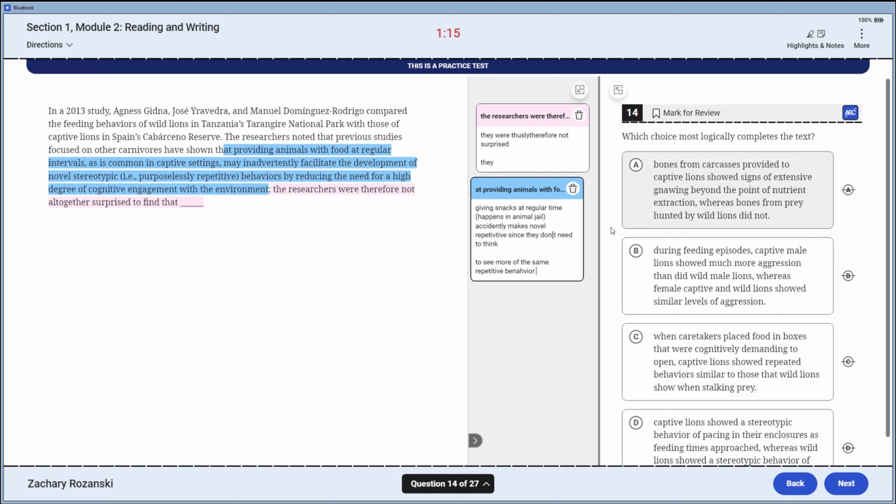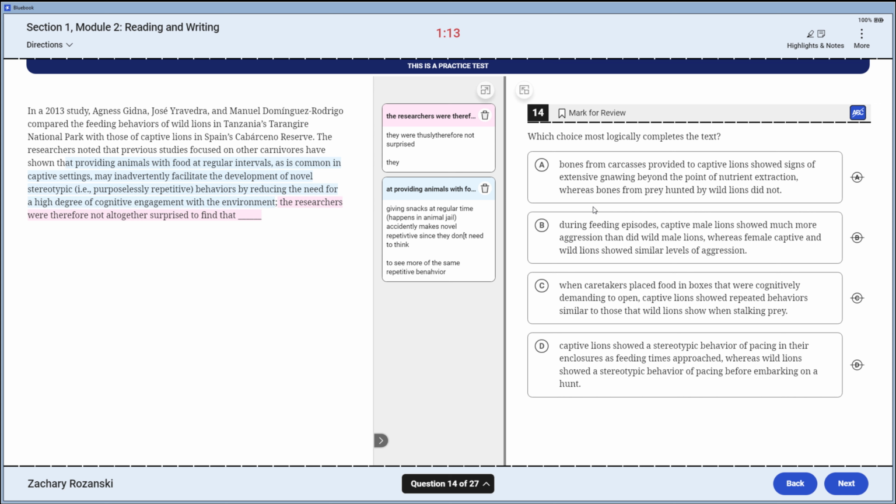All right. Bones from carcasses provided to captive lions, ones in animal jail, showed signs of excessive gnawing, which is going to be purposely repetitive behavior, beyond the point. Oh yeah, that really solidifies it. Whereas bones from prey hunted by wild lions didn't. Yes. As is common in captive settings, this facilitates this. Yeah. In the other place, they didn't have to do this thing. That's why they noticed it, right? Feeding behaviors, exactly. A is gorgeous.